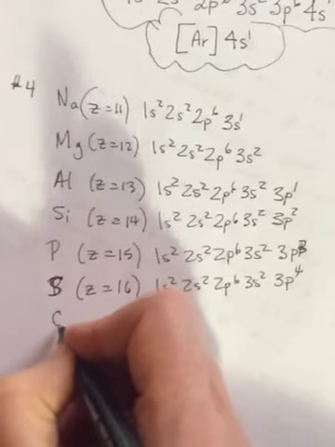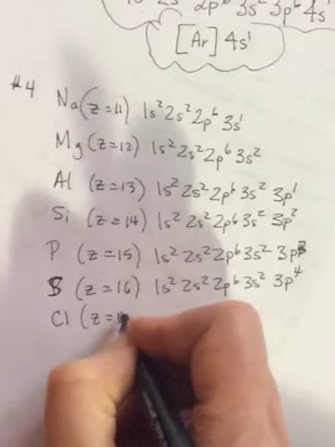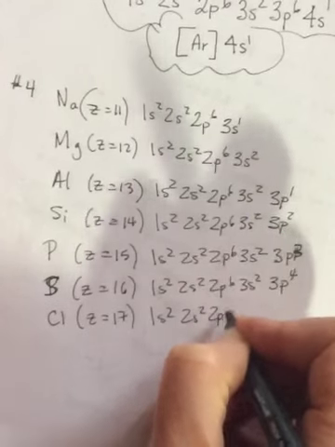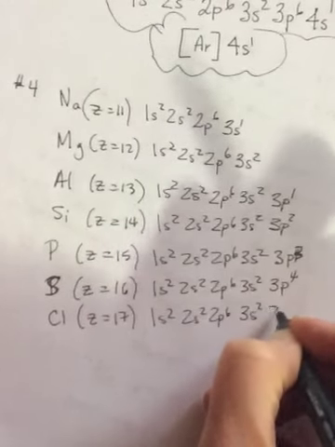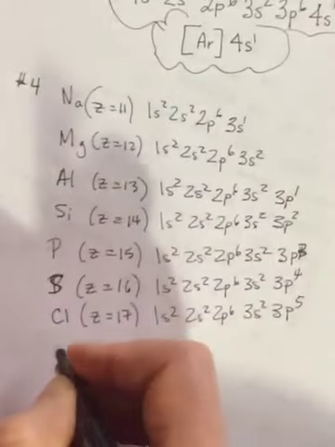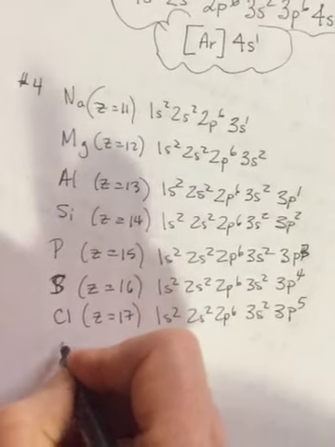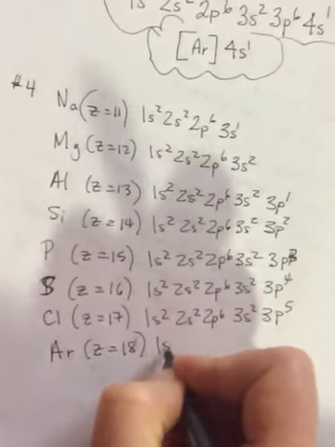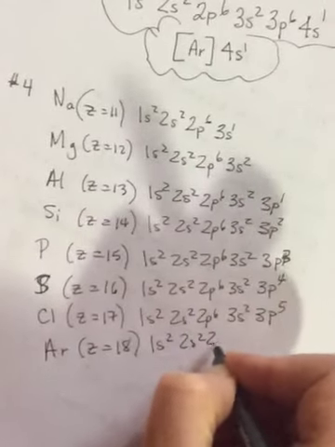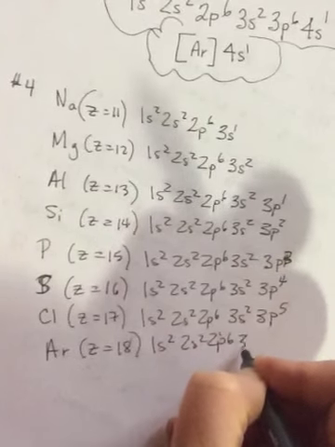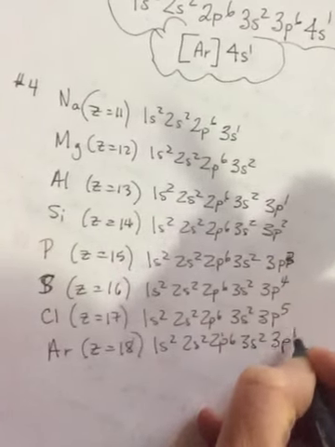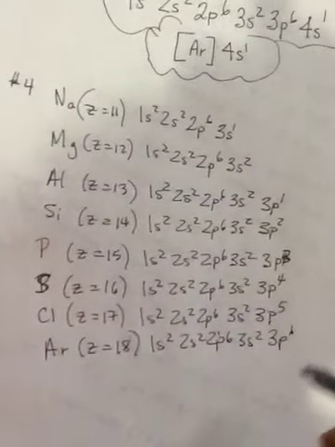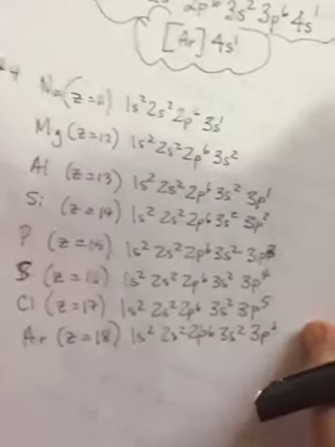Then chlorine. 17, 1s2, 2s2, 2p6, 3s2, 3p5. And then the last one in that row is argon, 18. 1s2, 2s2, 2p6, 3s2, 3p6. Okay? And so now the period is finished because the 3p is full.